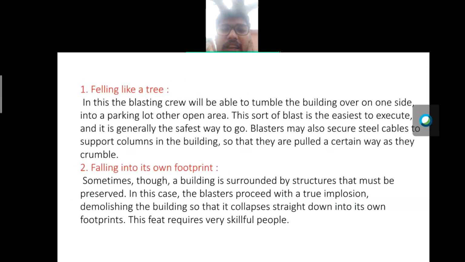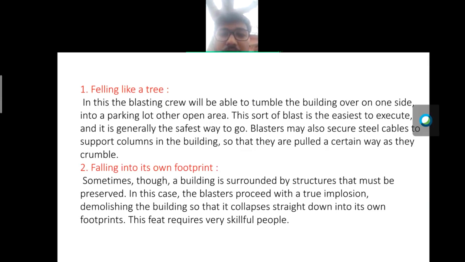First, falling like a tree. In this, the blasting crew will be able to tumble the building on one side into the parking lot or the open area. This sort of blast is the easiest to execute, and it is generally the safest way to go. Blasters may also secure steel cable to support the columns in the building so that they are pulled a certain way as they crumble.